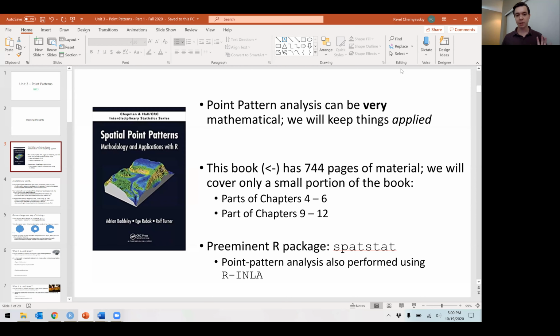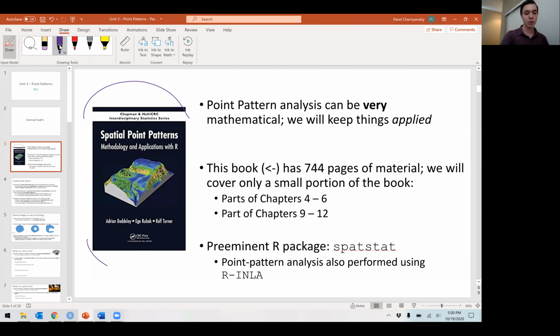Pretty exciting, we're starting a new unit right now. This is a unit on point patterns. And so we are gonna change the way we think about our observations pretty heavily. So this unit in general is inspired by the book I have up on the screen right now. So this is a whole book. It's got 744 pages of material.